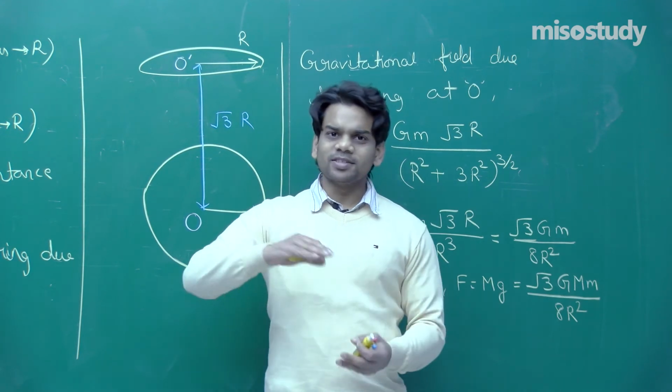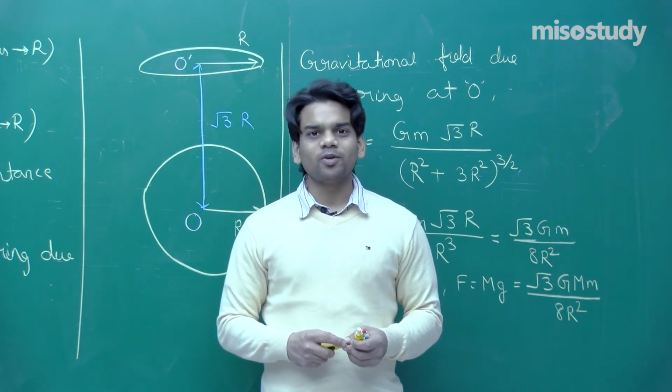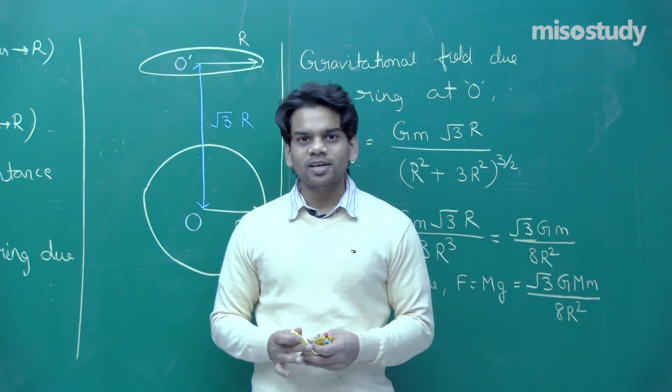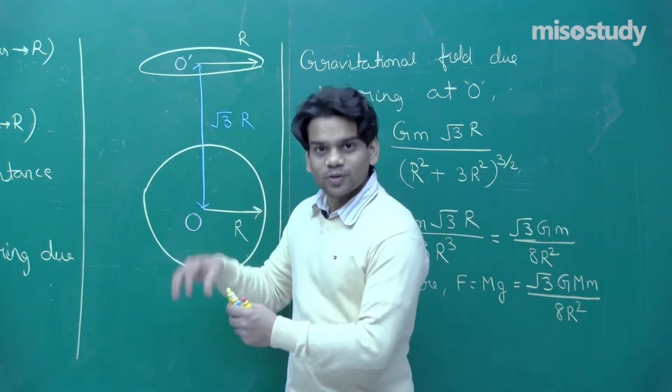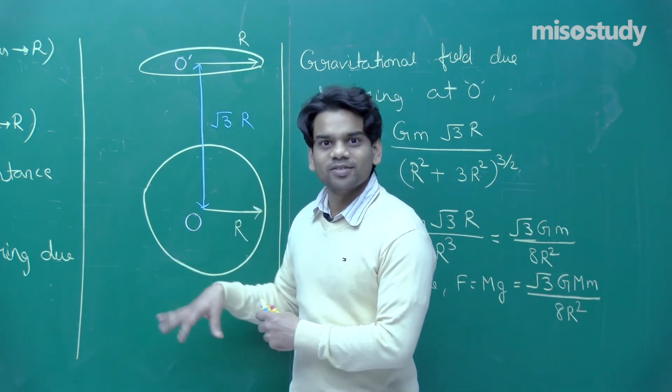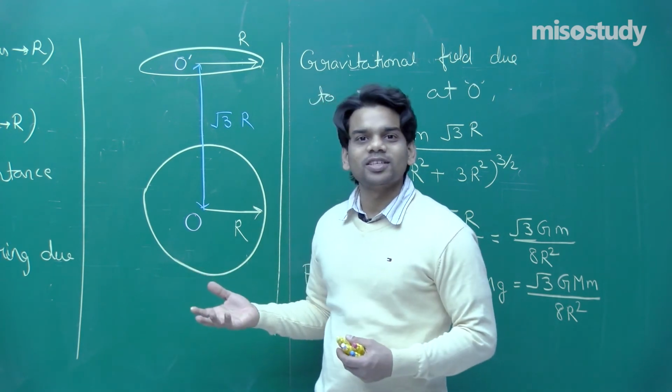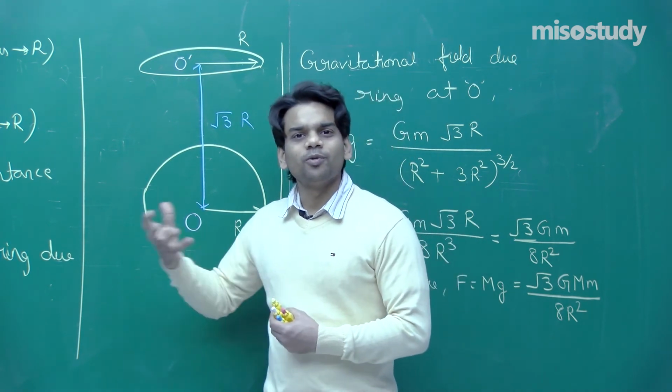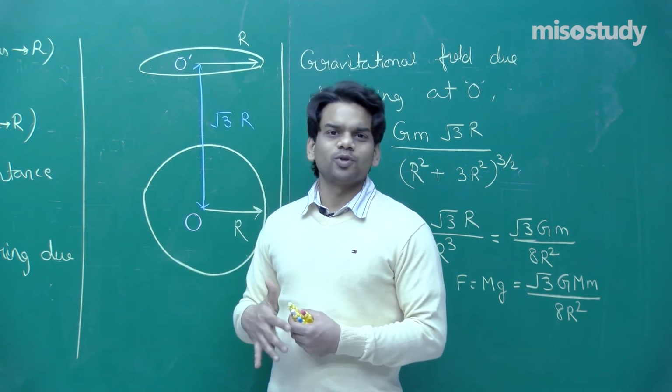What we did was just reverse the situation. We were required to find out the force on the ring due to the sphere. So we found out the value of force on the sphere due to the ring. We just reversed the situation, because Newton's third law says that if a body is applying some force on another body, the other will also apply the same force on the body.